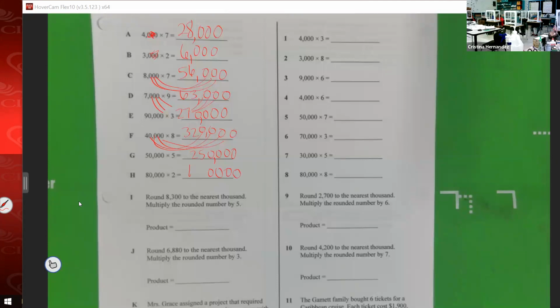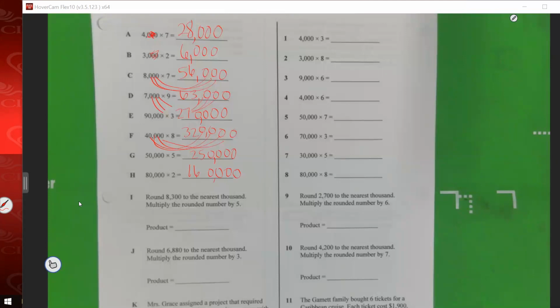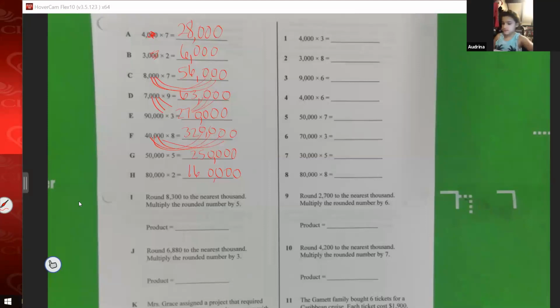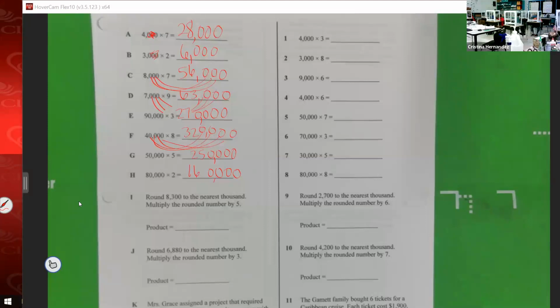160,000. What is the bottom math answer? 8 times 6? Yes. 48. Oh, sorry. Did I say 8 times 2? Oh, you said 8 times 6. 16. On the bottom part, we're rounding. We need to round 8,300 to the thousands place.